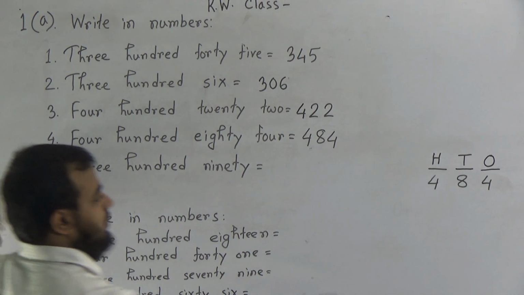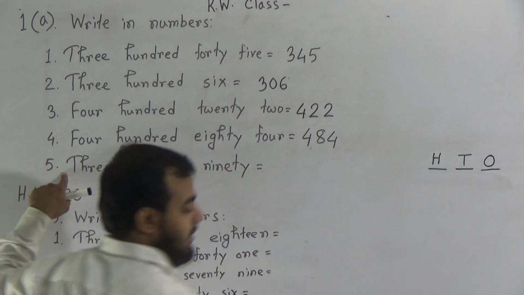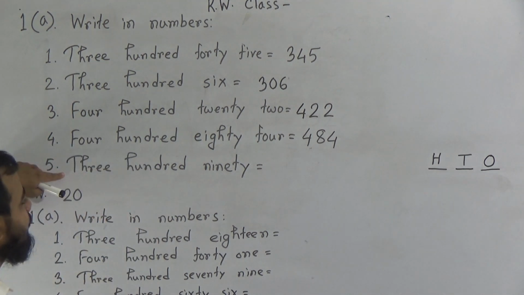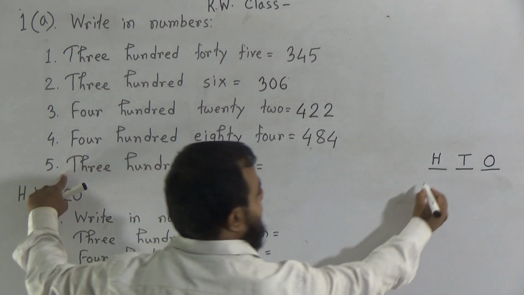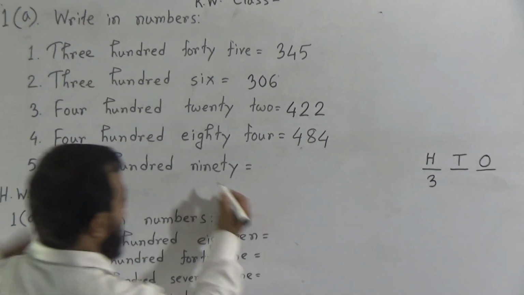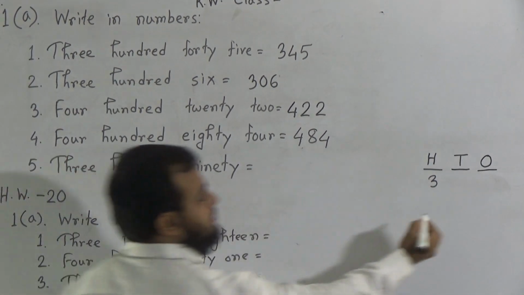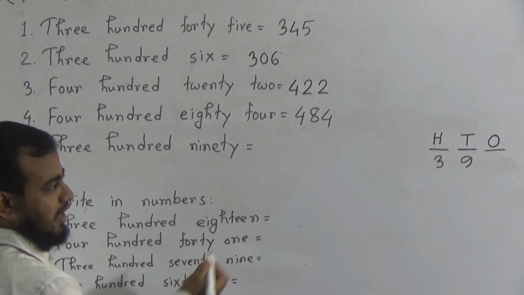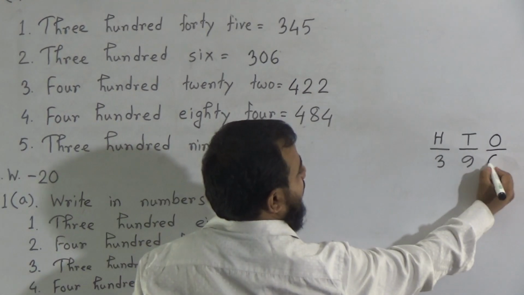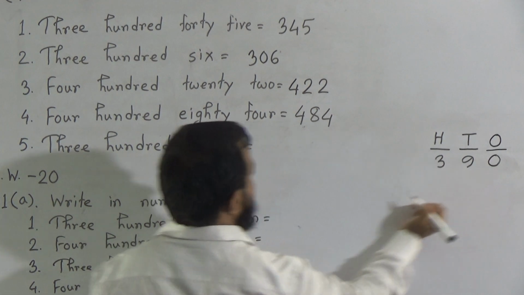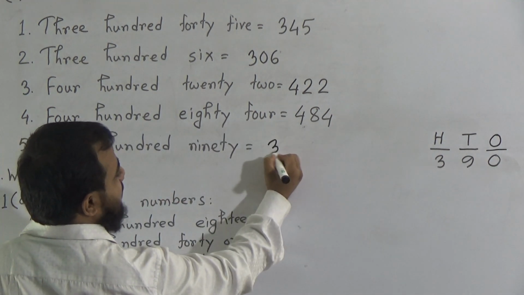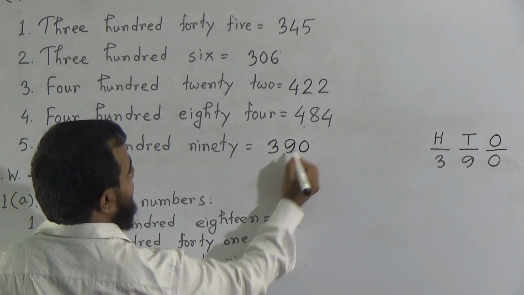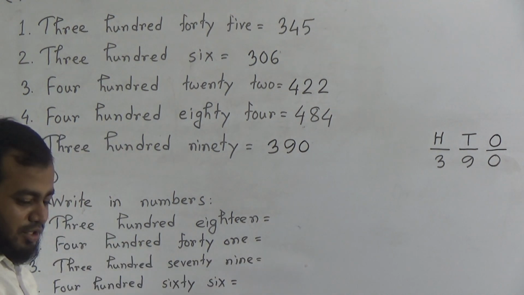To write down 390, to write down 300, we should write 3 in the hundreds place. And to write down 90, we should write 9 in the tens place, and there is no other number here, so we should fill up the ones place with 0. It will be 390.